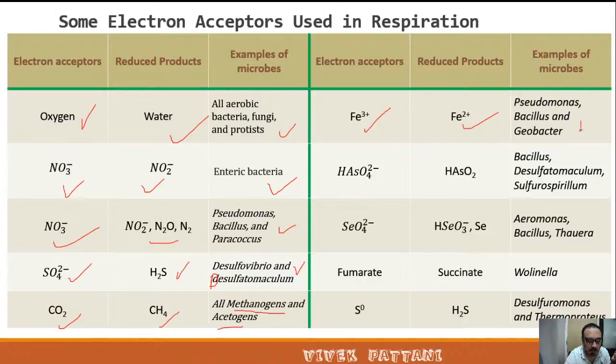Next one is where Fe3+ will be converted into Fe2+. Examples of the bacteria are Pseudomonas, Bacillus, and Geobacter. Next one is HSO4 minus, which will be converted into HAsO2. And the examples are Bacillus, Desulfotomaculum, and Sulfurospirillum.